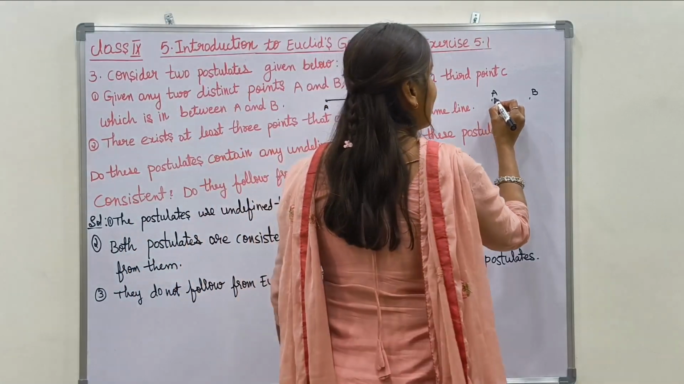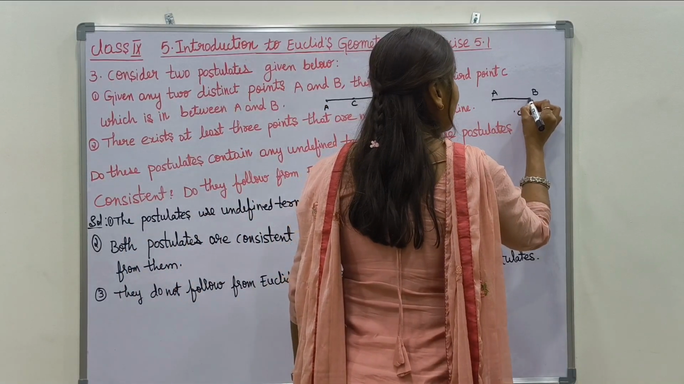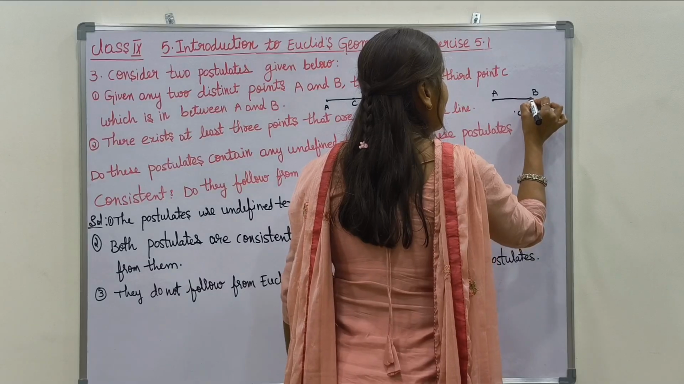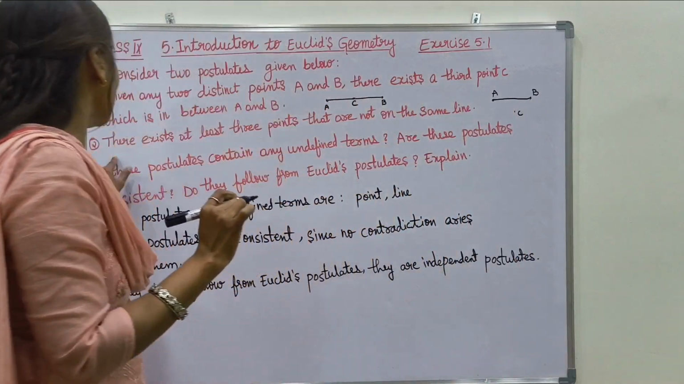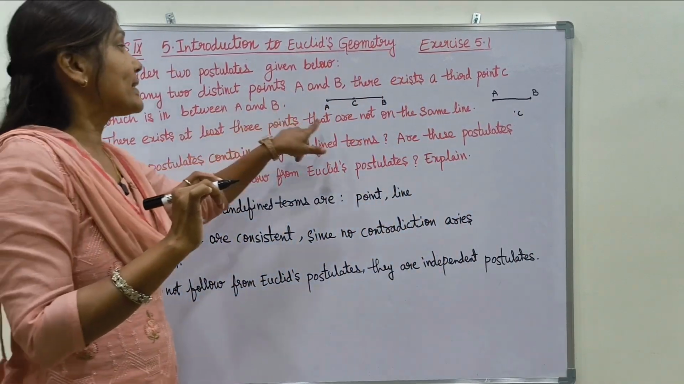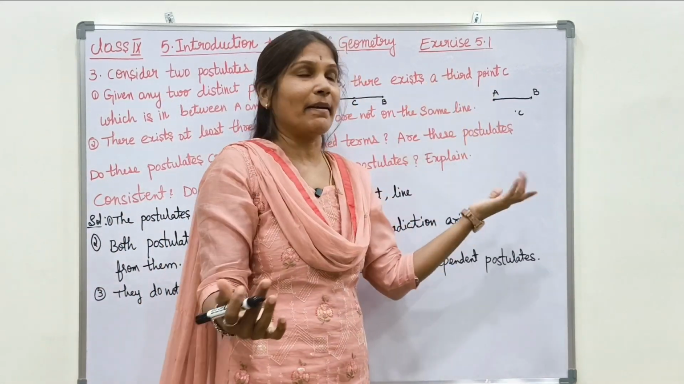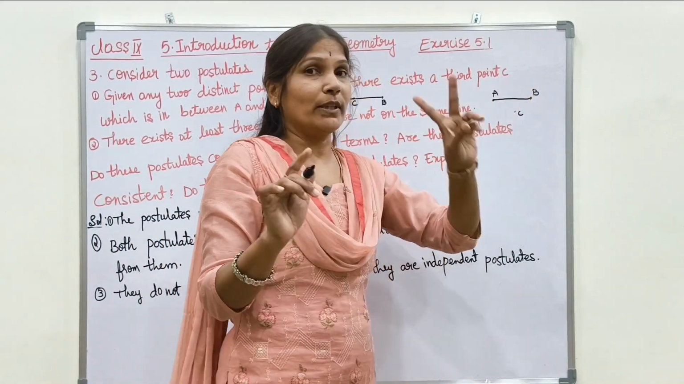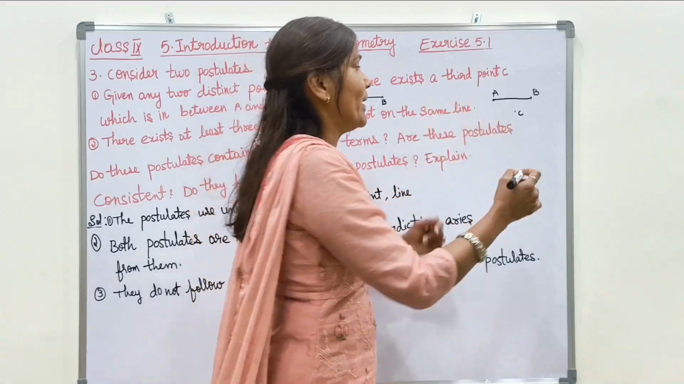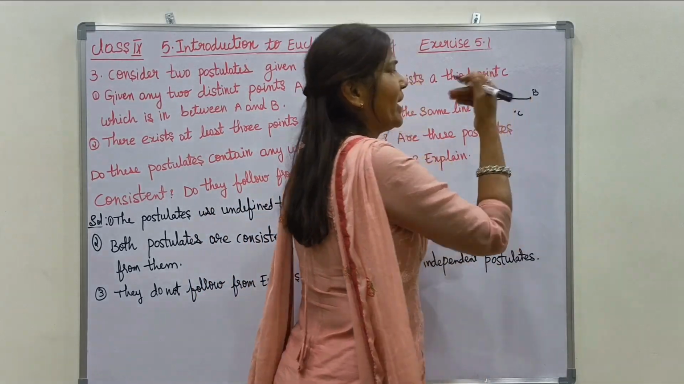Now I am joining, carefully listen. Now I am joining A and B. See here, what is the meaning? There exists at least 3 points, they are not on the same line. See here, A and B are both on the same line, but the third point is not on the same line. You take it like this.